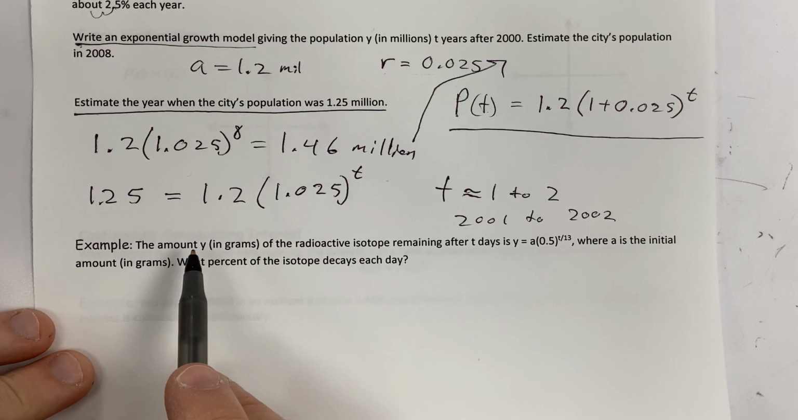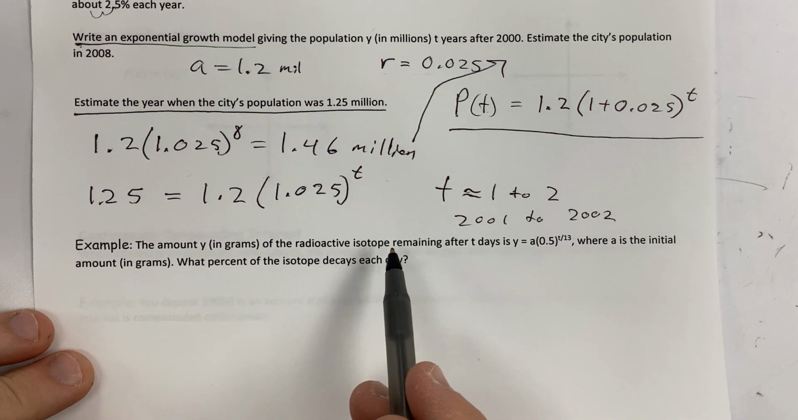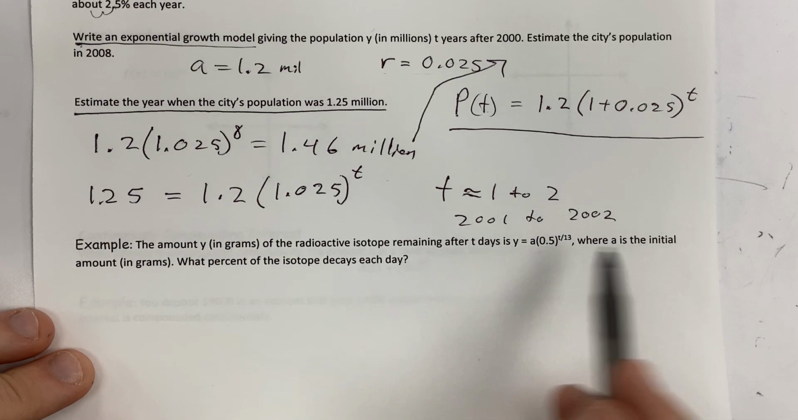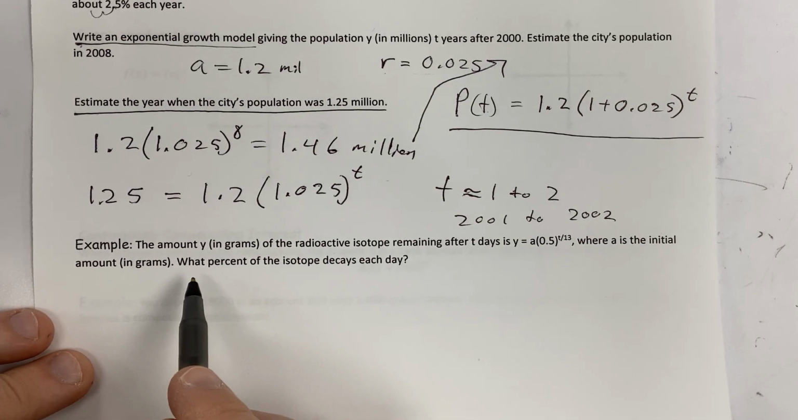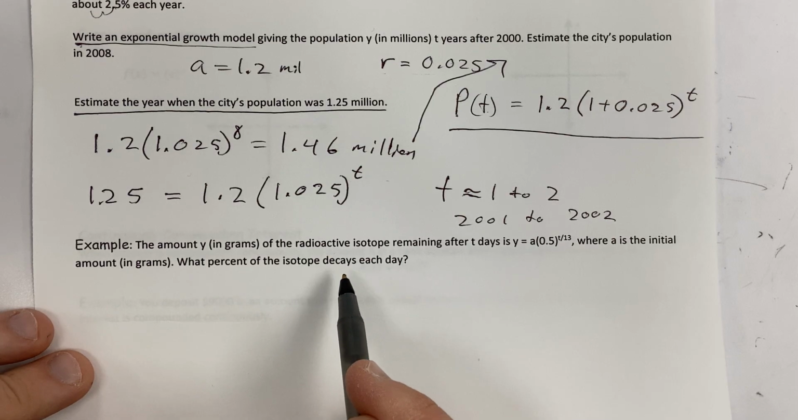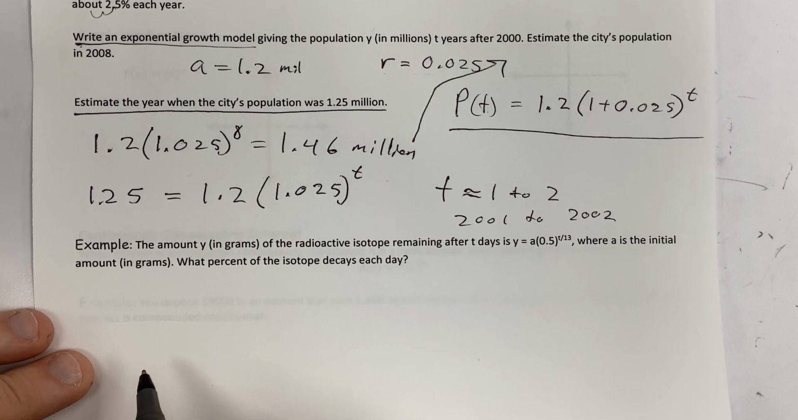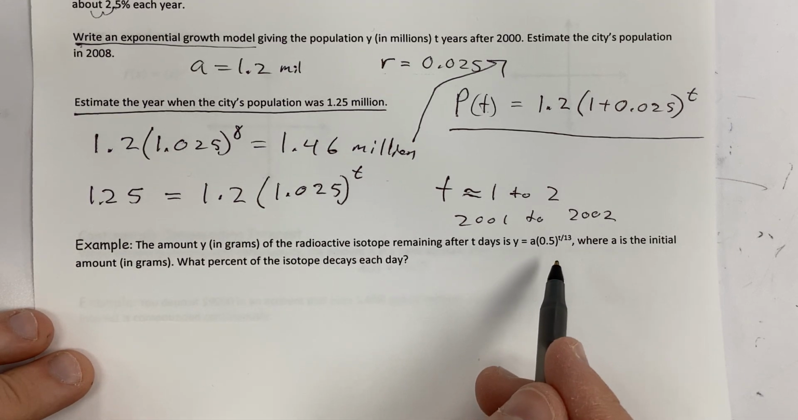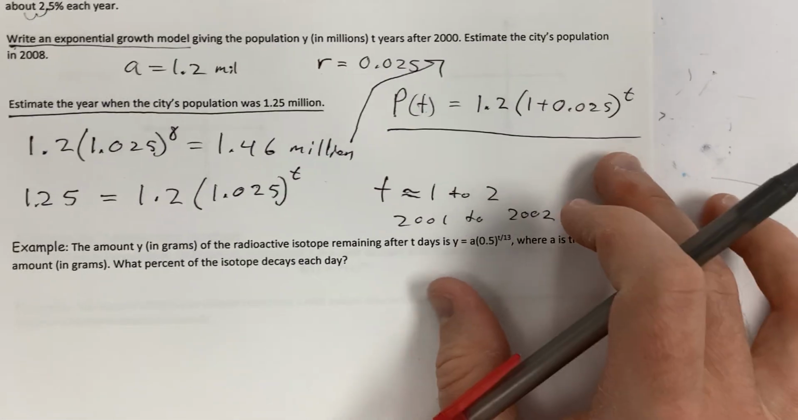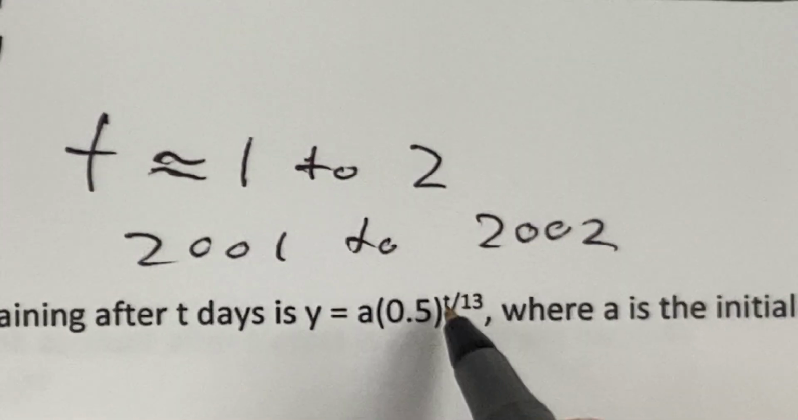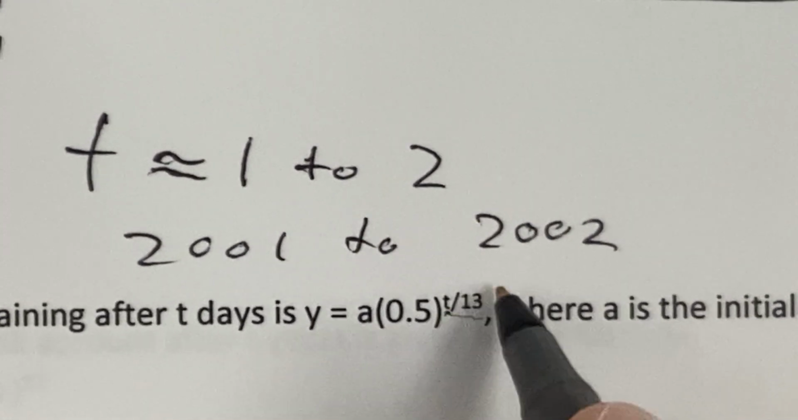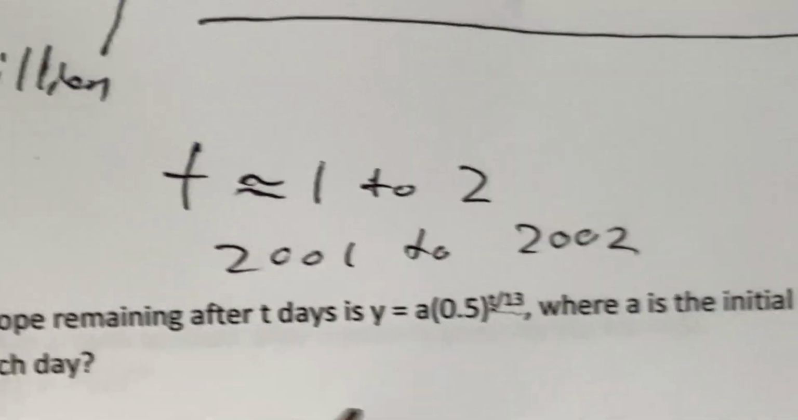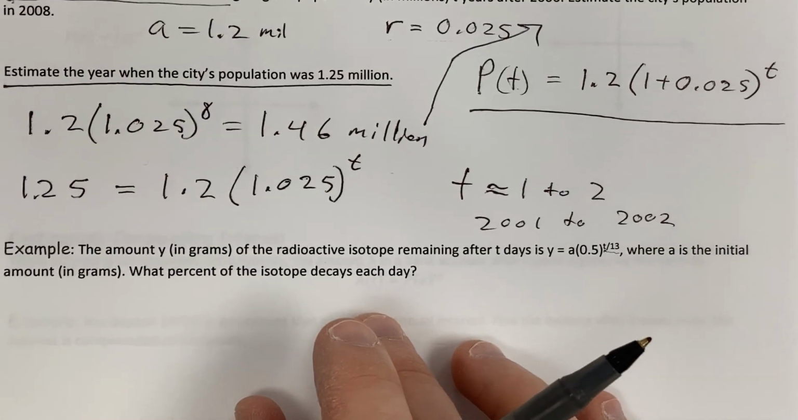So the amount Y in grams of a radioactive isotope remaining after T days is given by this formula, where A is the initial amount in grams. What percent of the isotope decays each day? Now you might be like, well, is it just 0.5? Because 1 minus 0.5, and that would be right if it weren't for the fact that this is not raised to the power of just t, it's raised to the power of t over 13. What's going on there? And this is how people do a thing called half-life.